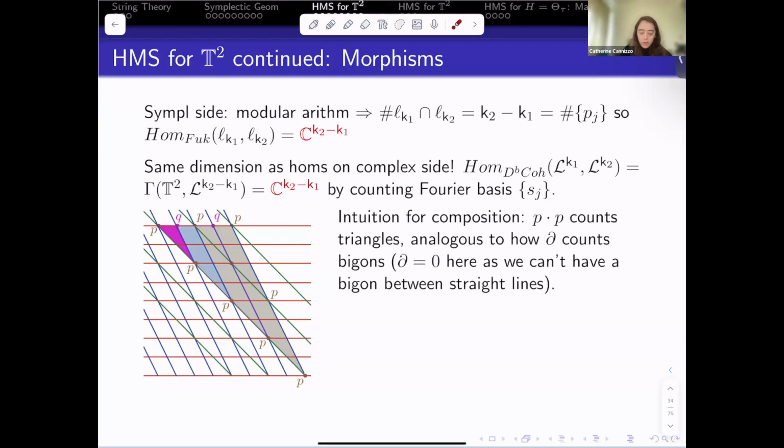So if we look at slope 0, slope 1, and slope 2, and we want to count triangles, there's actually infinitely many triangles. So for example, between P, Q, and P, let's say we want to compose P and P. We have triangles whose output is Q, and we have triangles whose output is P. And there's infinitely many of increasing area. And when we count, we keep track of the area.